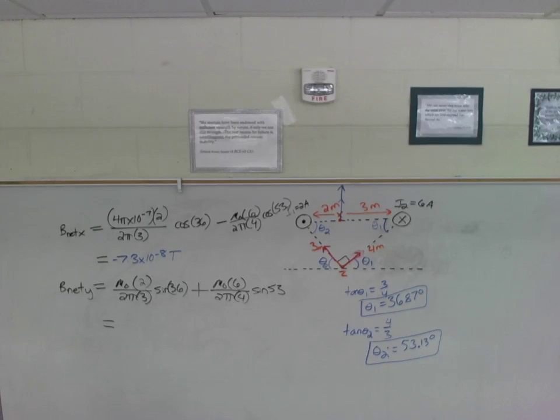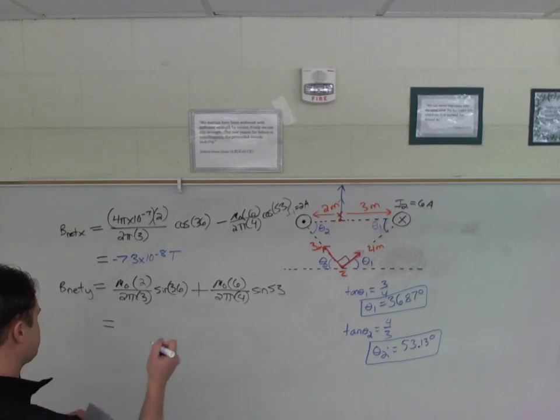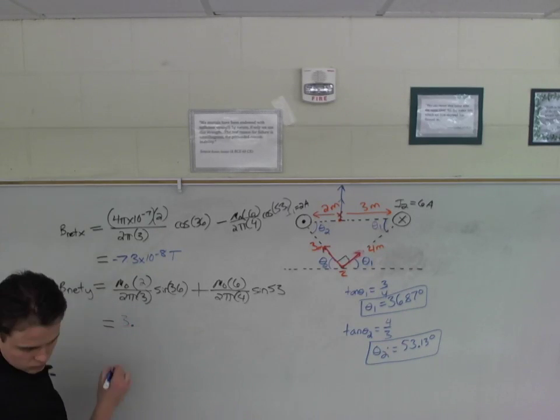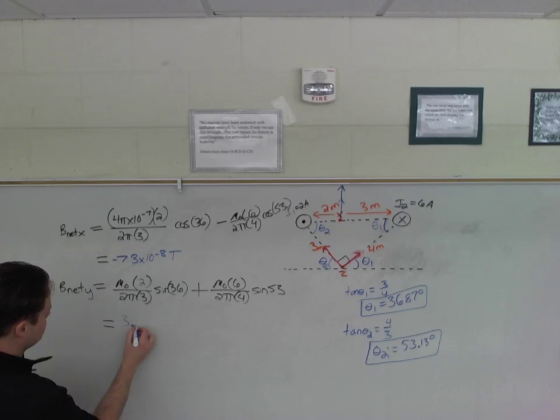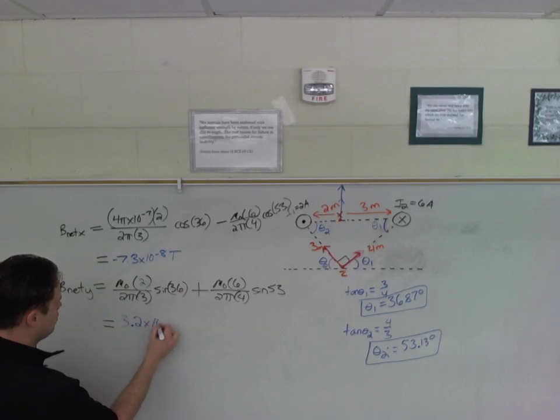Jason. 3.18. You should really use alpha y. For the 10 to the negative 7. So 3.2. Hold on.